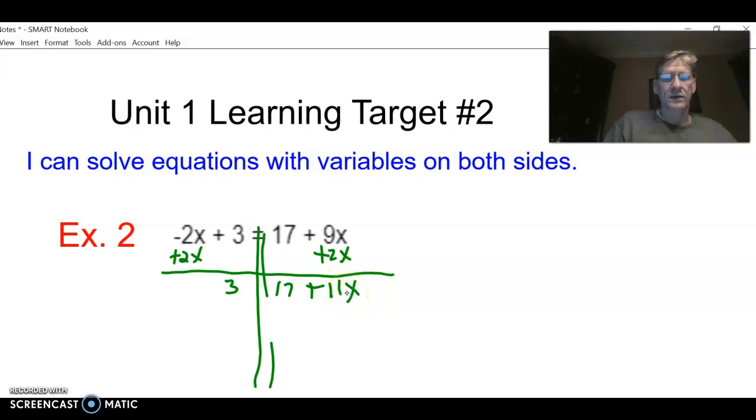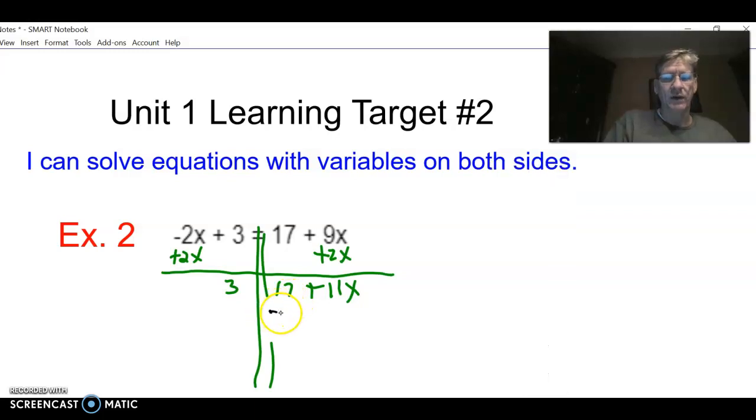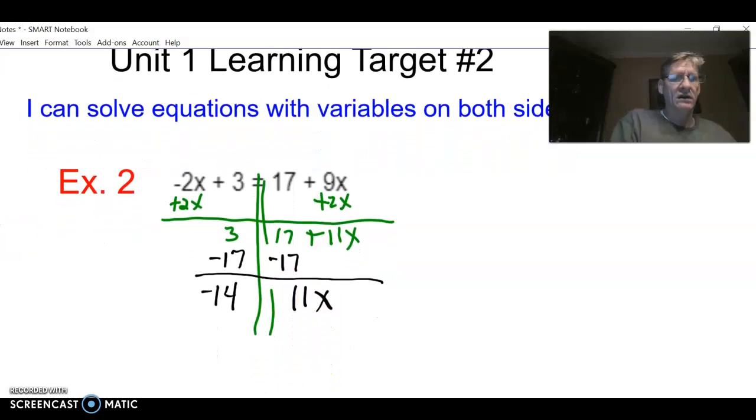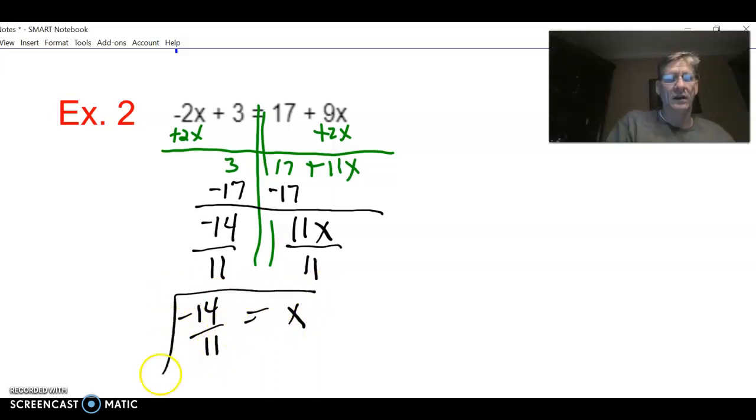Okay. So now my goal is I want that x by itself. And so I'm going to get rid of this 17. I get negative 14 equals 11x. And this starts to look really goofy because now I'm going to divide by 11. And I'm going to divide by 11, and I get x equals negative 14 over 11.